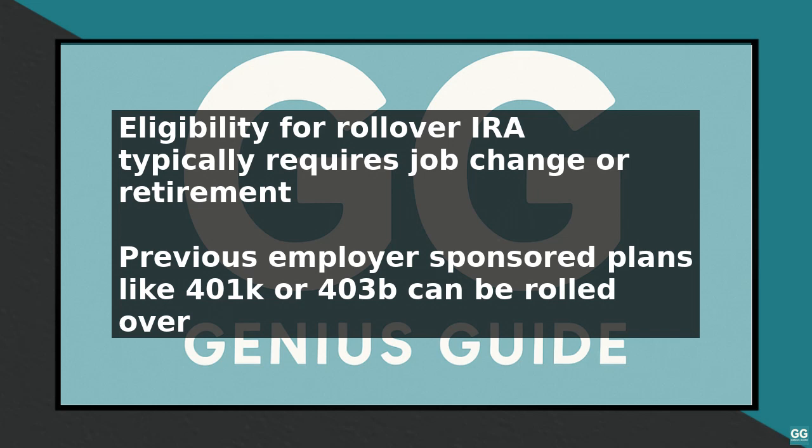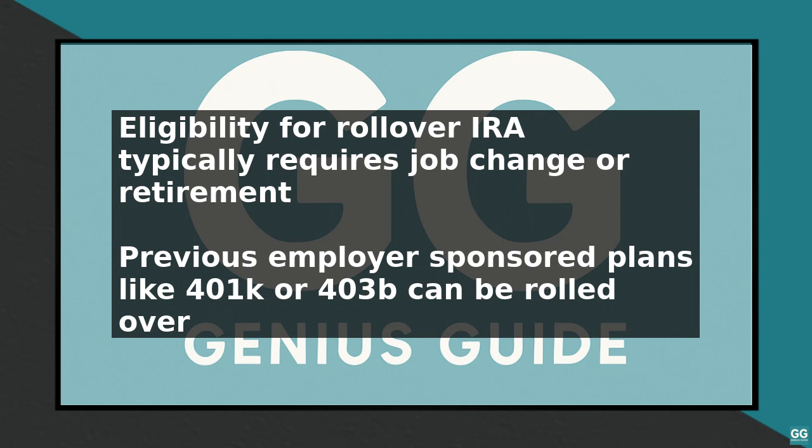When transferring funds, you have two options: a direct rollover or an indirect rollover. A direct rollover is when the funds are transferred directly from your previous employer-sponsored plan to your E-TRADE Rollover IRA. This is the recommended option as it avoids any potential taxes or penalties.